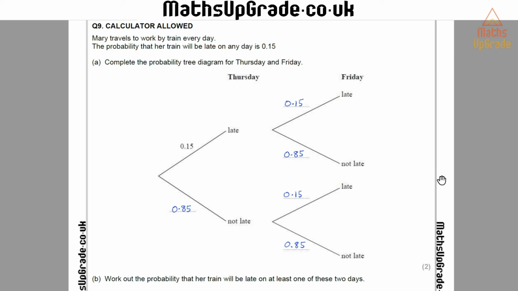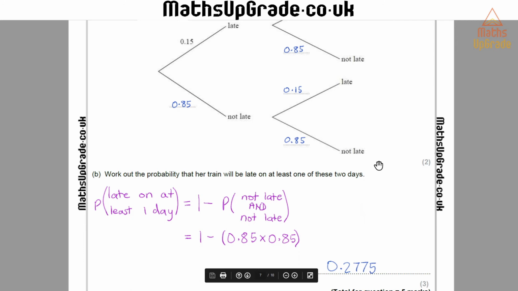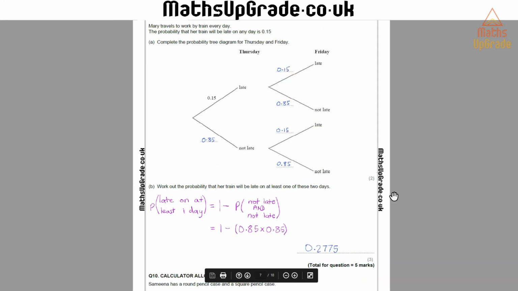In part B, I need to find the probability that a train will be late on at least one of the 2 days. I can find all of these pathways' probabilities here. So I can find 0.15 times 0.15, 0.15 times 0.85, and similarly for these ones here. But a quick way of doing it is just realizing the probability that she'll be late on one of the 2 days is 1 minus the probability that she won't be late at all, so that she'll be on time. Now here's the probability that she'll be on time on both days, 0.85 times 0.85. So if I just do 1 subtract that, that'll give me the answer in the quickest way possible, and that's 0.2775. So that was 5 marks for that question.